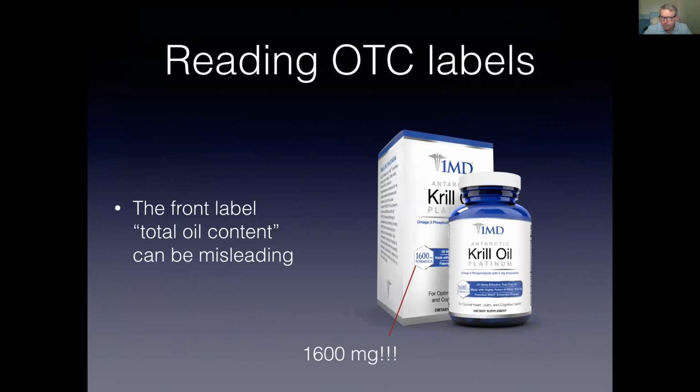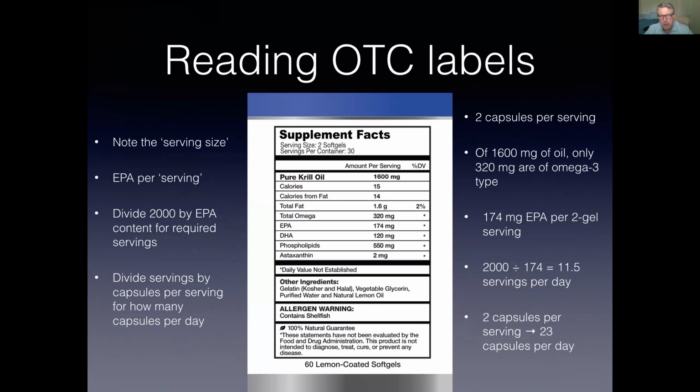Notes on the label: just because it says omega-3 or fish oil or whatever, don't pay attention to the front of the box. This is a product which advertises that it has a 1,600 milligram formula. And you might think, that's awesome. 1,600 milligrams, that should be very easy to get 2,000 milligrams. Don't go by the front, go by the back, where it actually gives you the content. So again, omega-3 is a broad category. Within it are many things. If you look at this, you will see in the middle, EPA, 174 milligrams per 2 tablet serving.